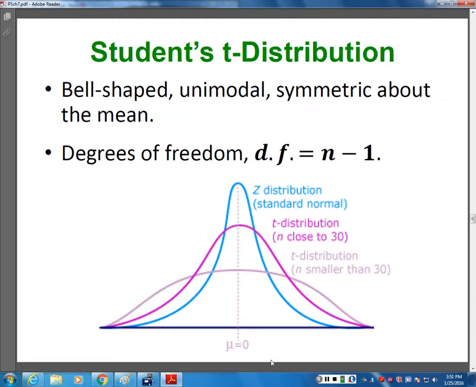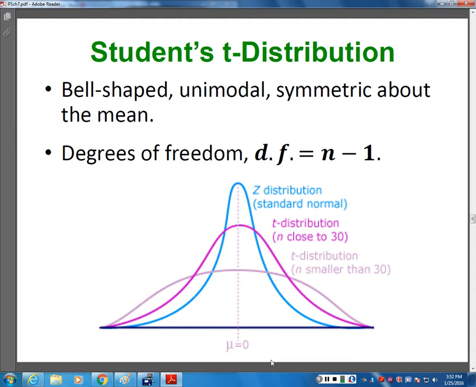Here's a little bit about the student's t distribution. Well, it's bell-shaped, just like the normal distribution, unimodal, just like the normal distribution, and symmetric about the mean, again, just like the normal distribution. It also involves something called degrees of freedom. We'll denote that with df, that's degrees of freedom.